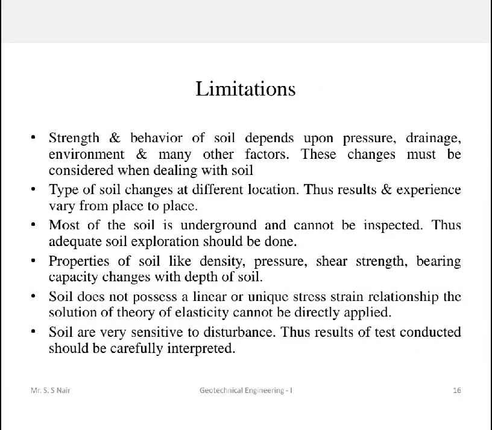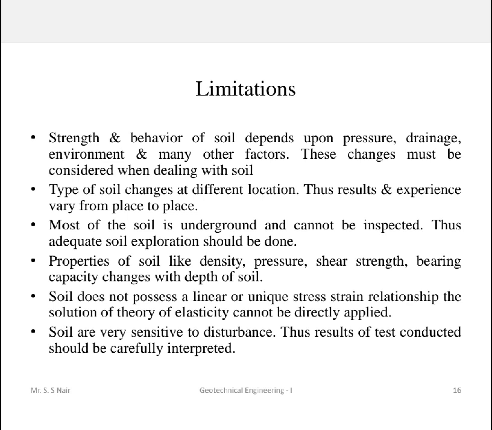Here are some of the limitations. The strength and behavior of soil mainly depend upon pressure, drainage, environment, and many other factors. Type of soil changes with location, from place to place and depth to depth. Most of the soil is underground and cannot be inspected. This is also a major challenge. Properties of soil also change with the varying depth of soil.